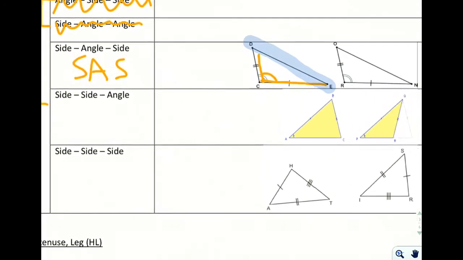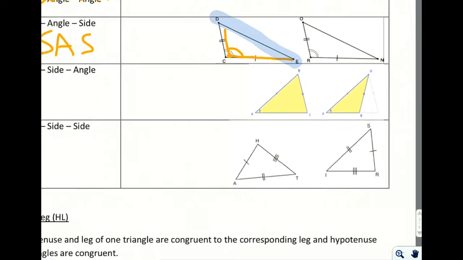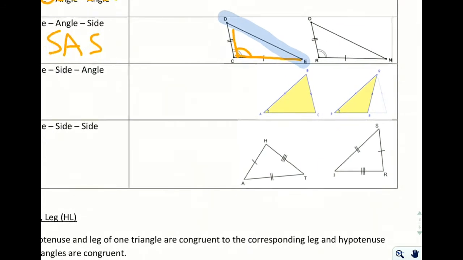SSA is an interesting form because it doesn't always work. SSA, when you have an angle, and then you do a side, and then you do this next side after it, there's actually two possibilities in some triangles. Sometimes there's one, sometimes there's none.